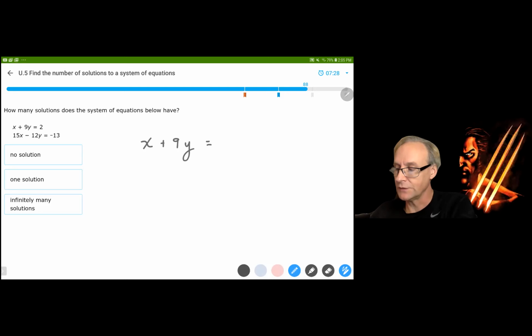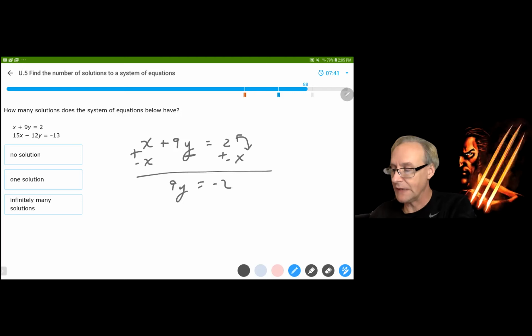plus 9y equals 2. In order to solve this for y, we're going to subtract x from both sides. I like to think of adding a negative x so that I can reverse these two. That gives me 9y is equal to negative x plus 2. I'm going to divide all the terms by 9. Now, I really don't care about this 2/9 over here. What I'm really interested in is that I get a negative 1 over 9x, and it is plus 2/9.